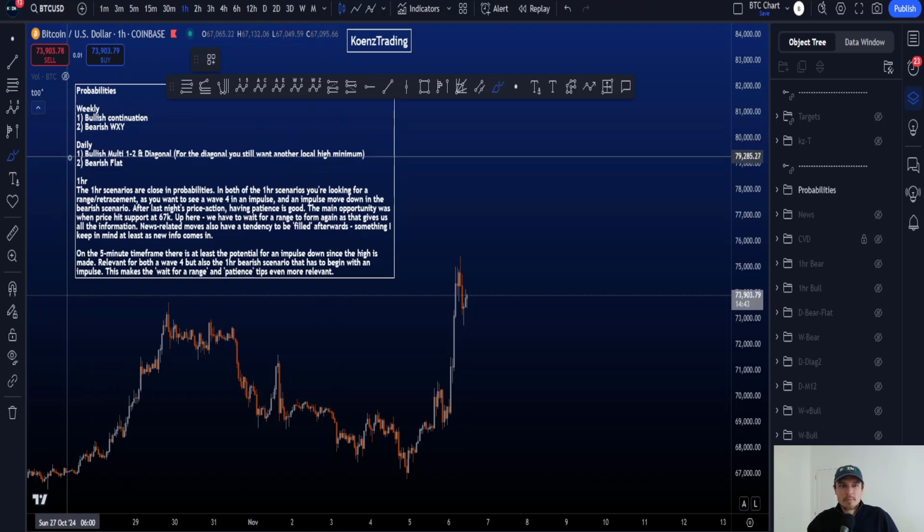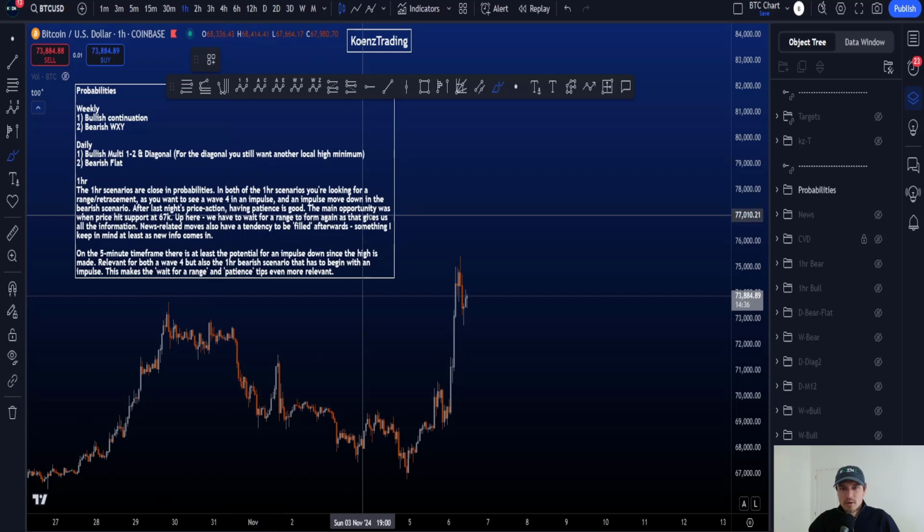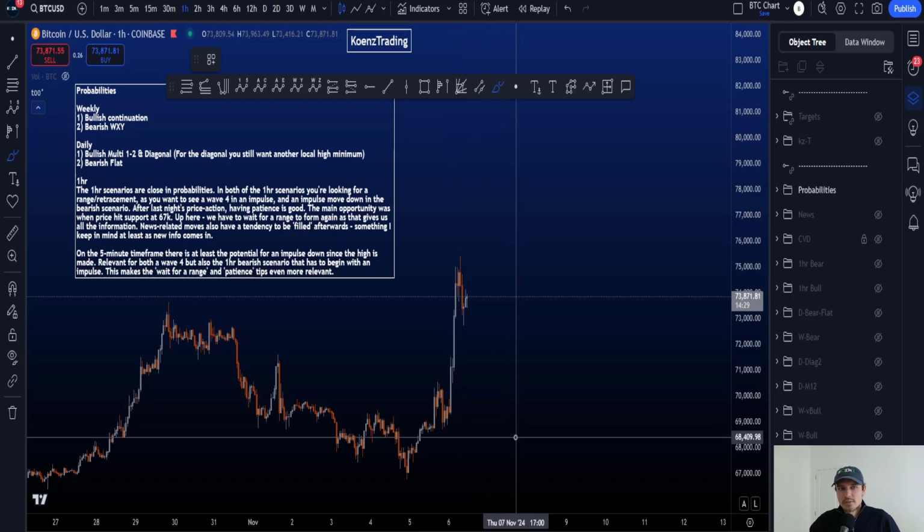On the daily time frame, the bullish scenarios have a higher probability as well, the multi 1-2 and the diagonal. For the diagonal, however, you do like price to take out this local high once more before moving to the downside.